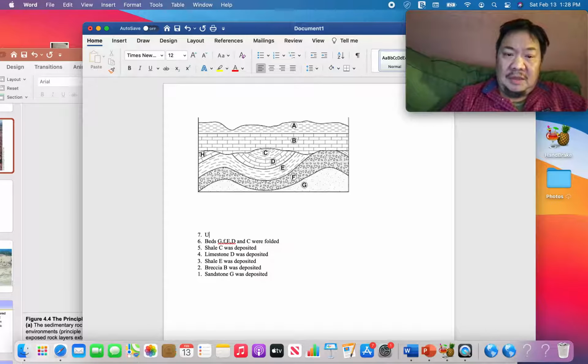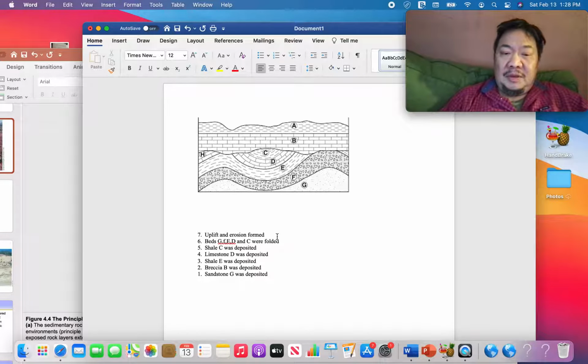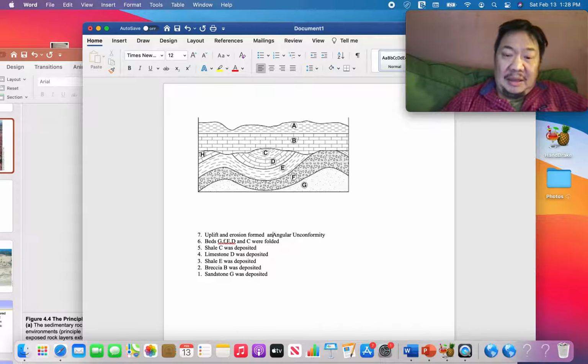Well, uplift and erosion. Whenever you have an unconformity, you want to list that uplift and erosion occurred next, and it formed what type of unconformity. You need to be able to recognize this on the test, Test number 2, and also on lab quiz number 2. You got sedimentary rocks above and below the unconformity surface, but they're dipping in different directions. So what kind of unconformity did you form? You should know this. It's an angular unconformity. Uplift and erosion formed an angular unconformity.